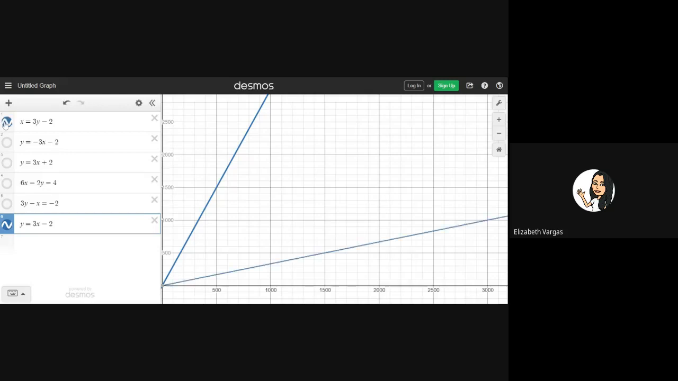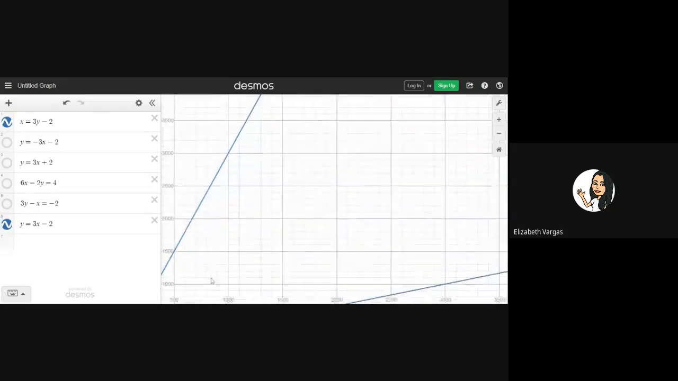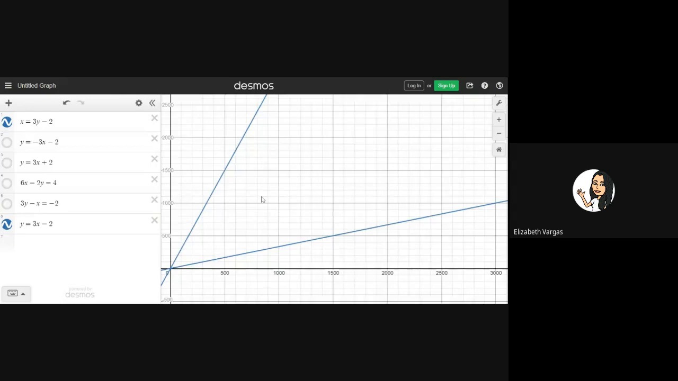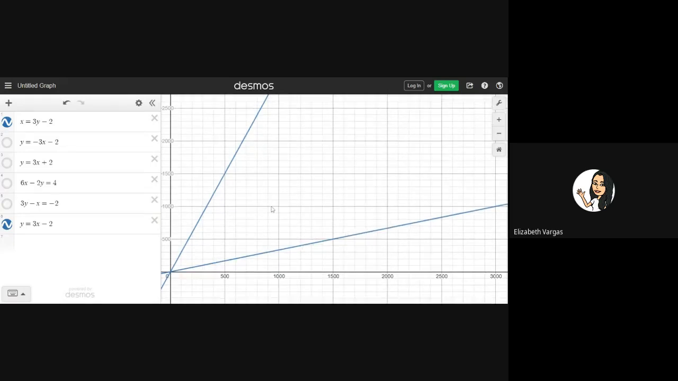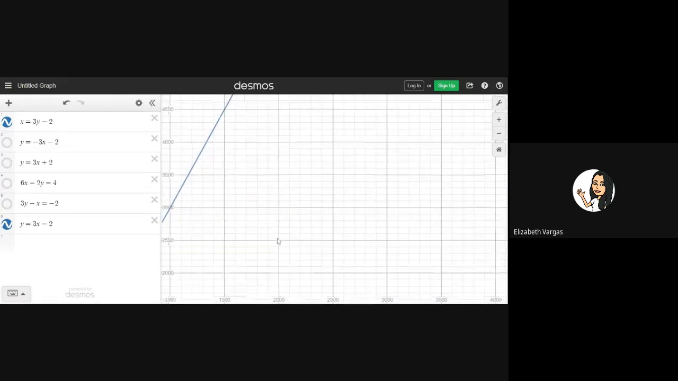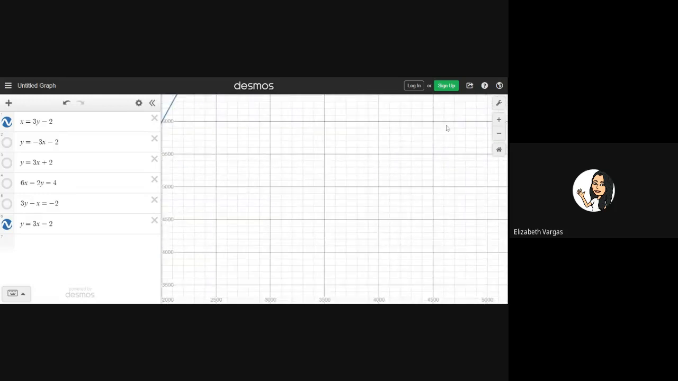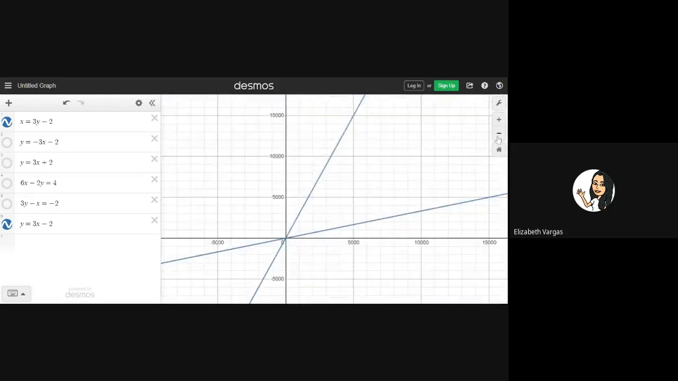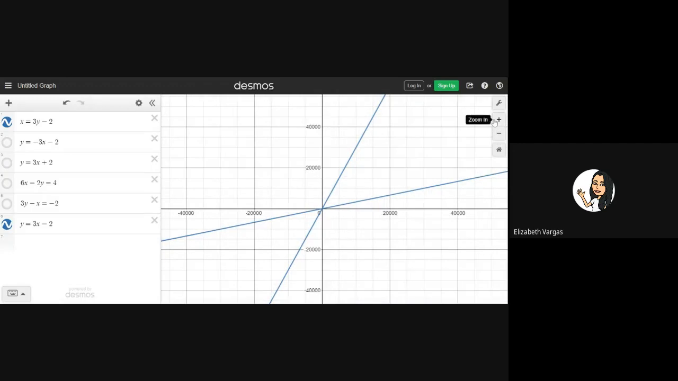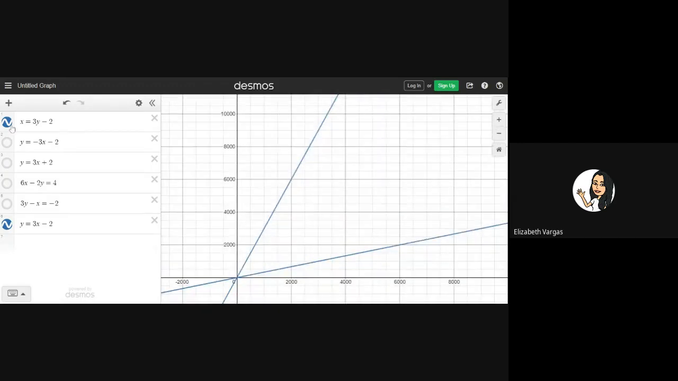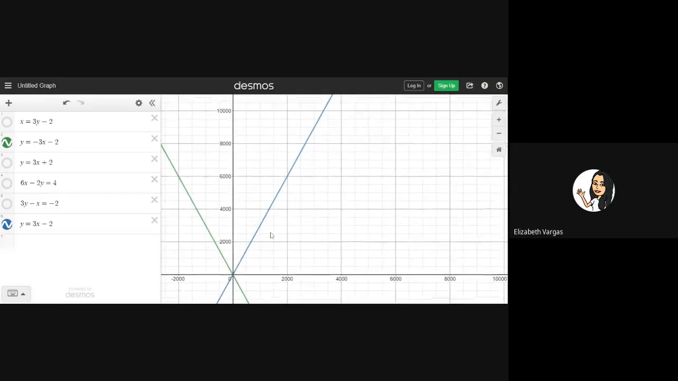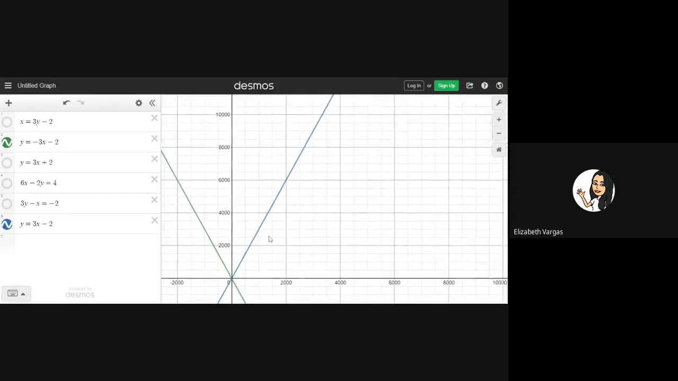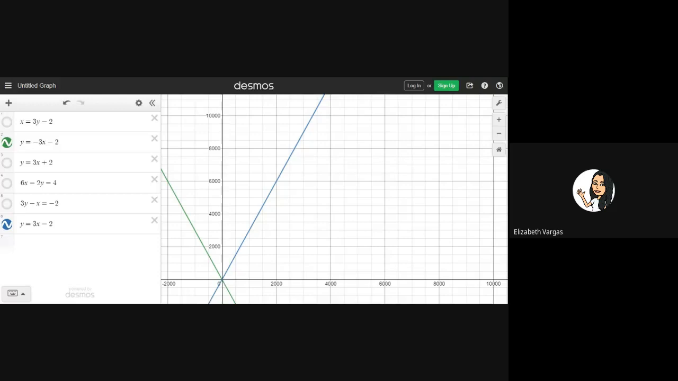So let's test the first one. Well, there is one intersection point, exactly one intersection point. We can see those two intersecting. Next one. Same thing. There is one point of intersection right there. So that one would also be a solution.